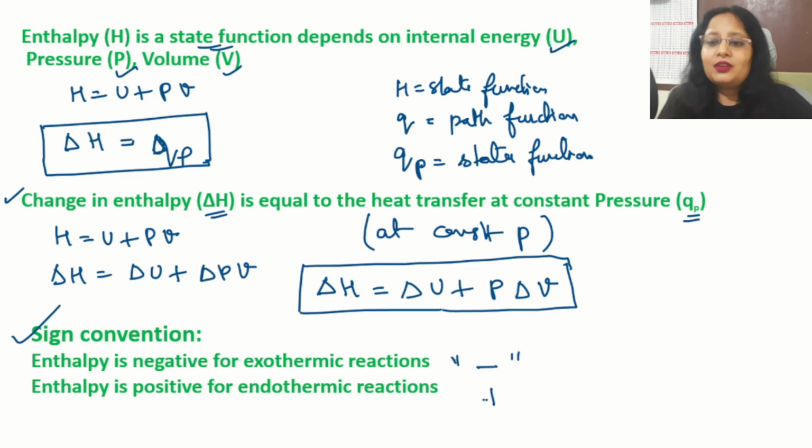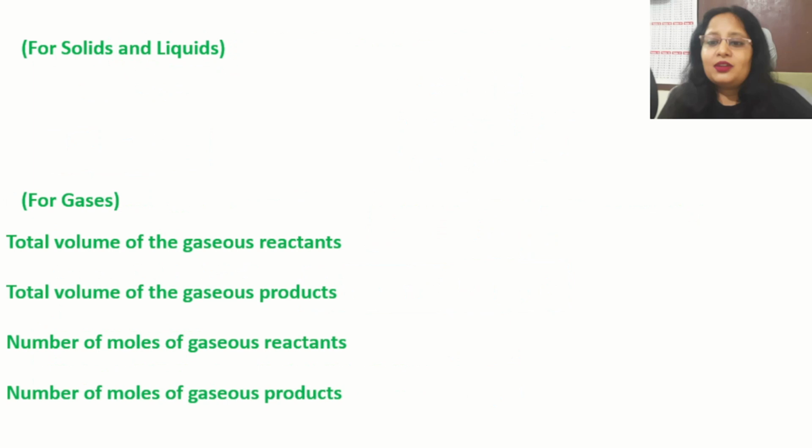Enthalpy will be positive when the reaction is endothermic. It means heat is absorbed by the system. So obviously when heat is absorbed, it means there is an increase in energy, and that increase makes the enthalpy positive. So friends, now come up to the next very important point.